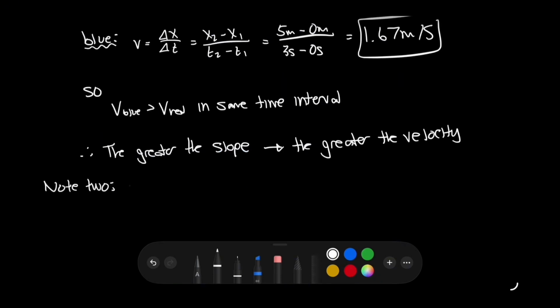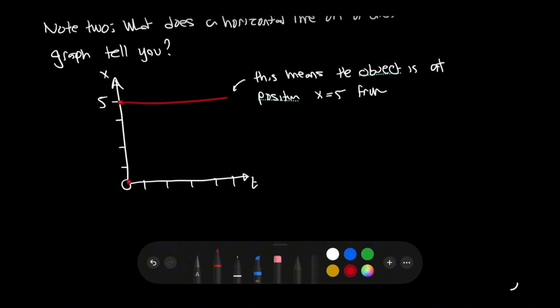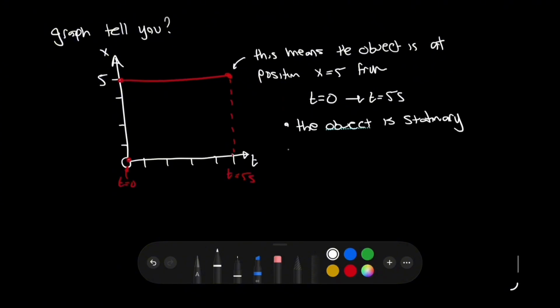And a second thing we can note is what a horizontal line on a position time graph can tell us. If we have a horizontal line like this on a position time graph, this means that the object is at a position x equals 5 in this example from the time equals 0 to the time equals 5. So this essentially just means the object is stationary, which therefore the consequence of that is that the velocity is equal to 0 since the object's not moving.